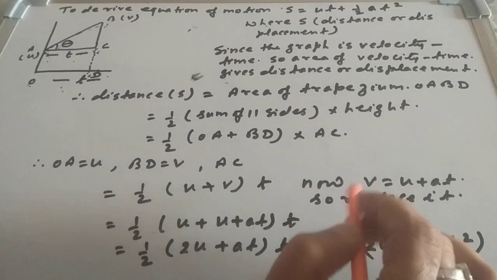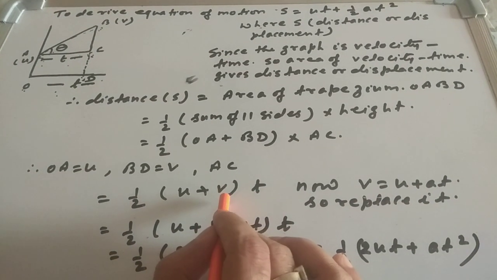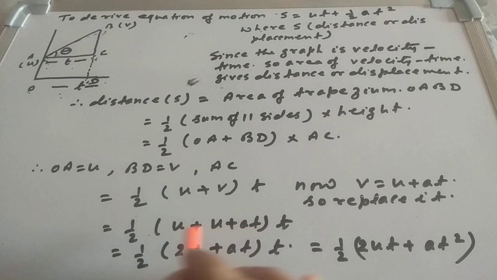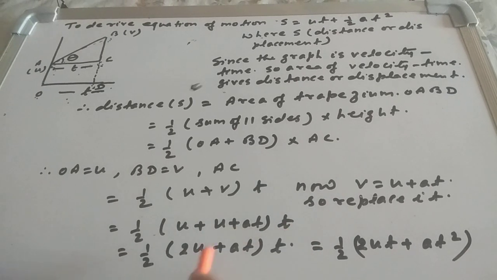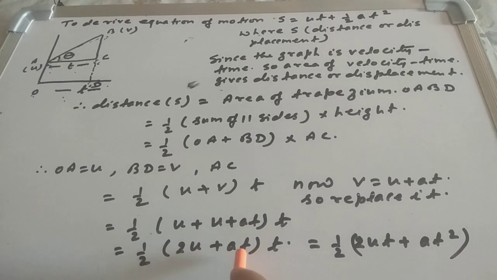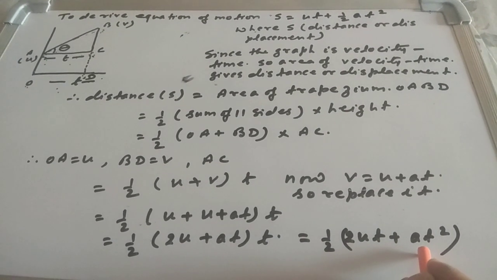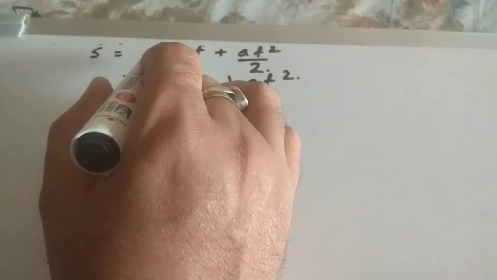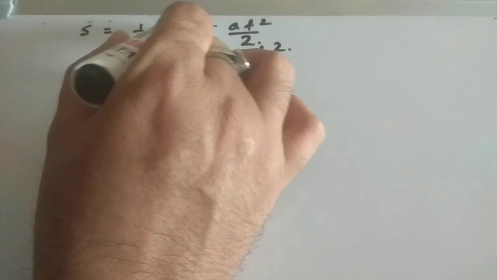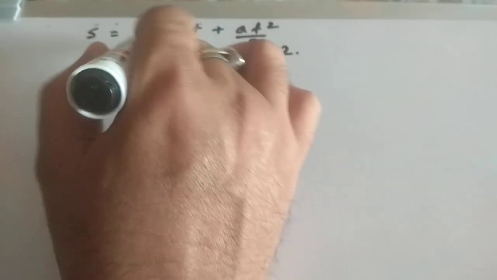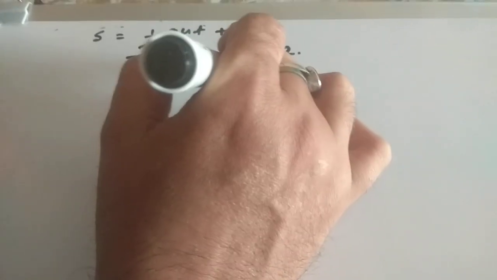Now in the previous equation we got the relationship v is equal to u plus at. So I have substituted v is equal to u plus at. That is 1 by 2 (u plus u plus at) into t, which is 1 by 2 (2u plus at) into t. So it becomes 1 by 2 (2ut plus at square). Now I have opened the bracket: s is equal to 1 by 2 into (2ut plus at square), and 2 and 2 cancel. So we have got ut plus half at square. This is the final result.